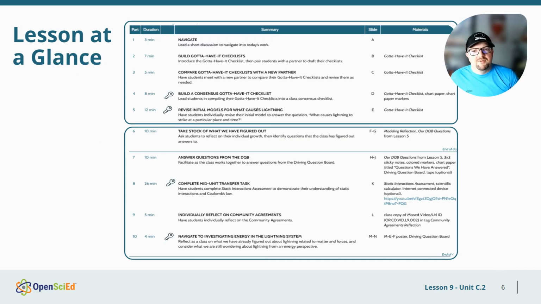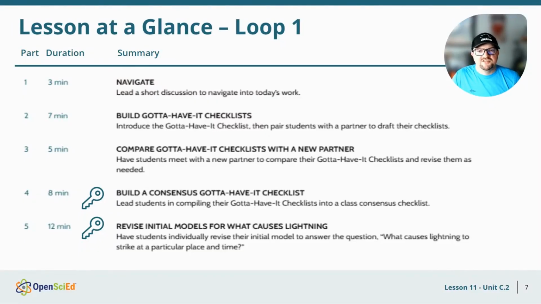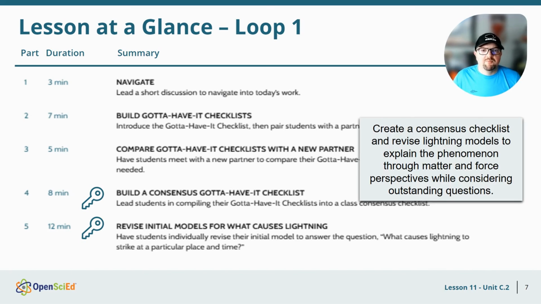When we look over the lesson map, it helps to see that we're dealing with two distinct sense-making loops. In the first loop, for parts 1 through 5, students will co-construct a gotta have it checklist, and in the second loop, which covers parts 6 through 10, the focus will be on our driving question board and completing a mid-unit formal transfer task. During the first sense-making loop, students are synthesizing evidence from past investigations leading up to Lesson 8 in order to co-construct a gotta have it checklist that will be used to revise their models to explain what causes lightning. They figure out that lightning is caused by changes in charges from a matter perspective and from attractive forces from a forces perspective.